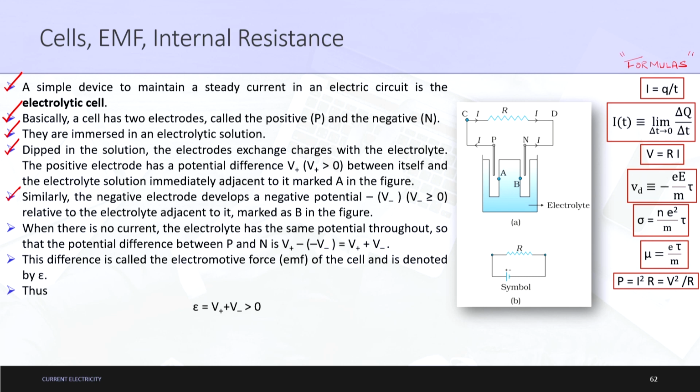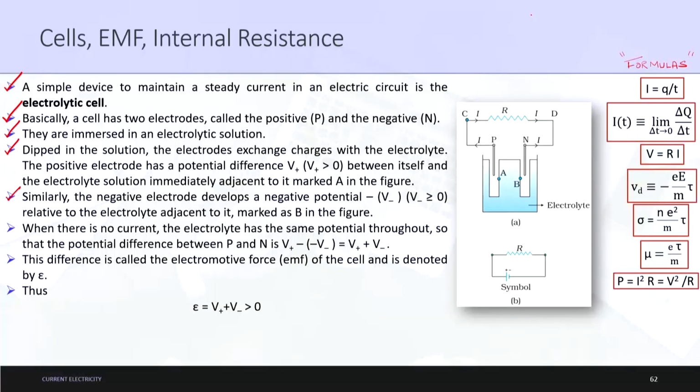So, when there is no current, the electrolyte has the same potential throughout, so that the potential difference between P and N is nothing but V plus minus this. So, basically when we are trying to find the potential difference, as the name suggests, a difference is written, that means we need to do subtraction there. So, what is the subtraction we need to do? There is V plus, and there is minus V minus. So, the subtraction will be nothing but V plus minus of minus V minus. Hence, when we find the potential difference, it is the summation of the potential difference at this electrode plus the potential difference at that electrode. So, this is the thing which I needed to explain here.